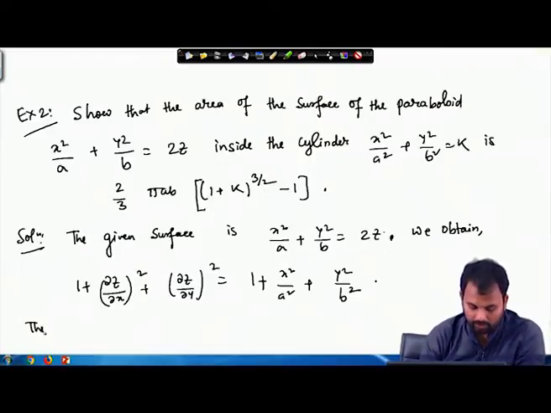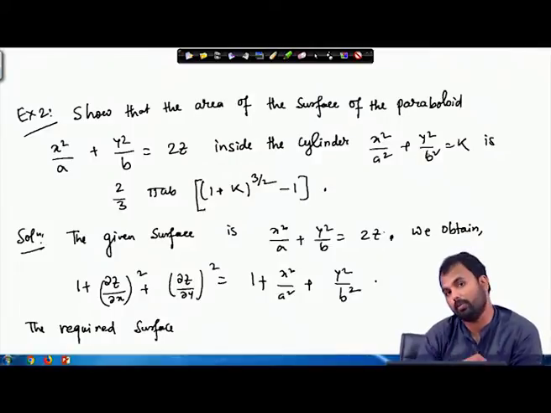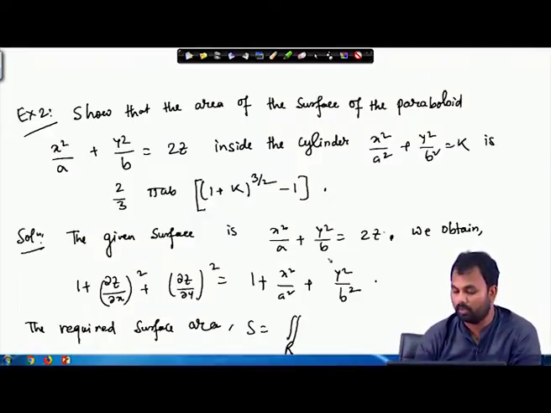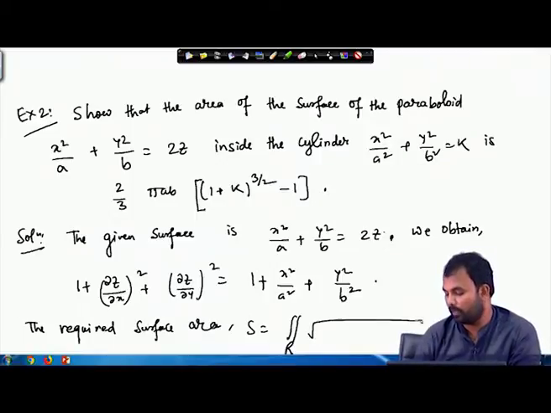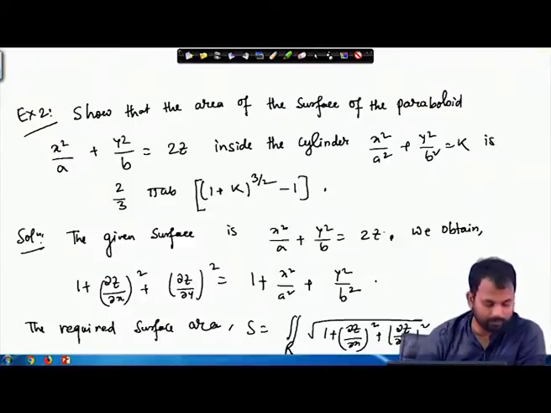Now the required surface area. Since our ellipse lies in the xy plane, we take the projection on the xy plane. So the required surface area S can be written as, where R denotes our surface, this one, and we can write the double integral of the square root of 1 plus del z del x squared plus del z del y squared dx dy. All right.